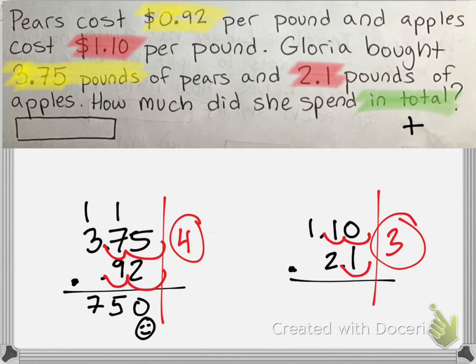9 times 5 gives me 45. And I'll turn that into a 4. 9 times 7 gives me 63. Plus that 4 gives me 67. Then I have the last one, which would be here. 9 times 3 is 18, plus 6 gives me 24.